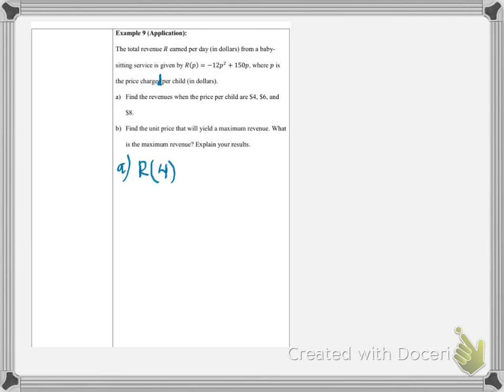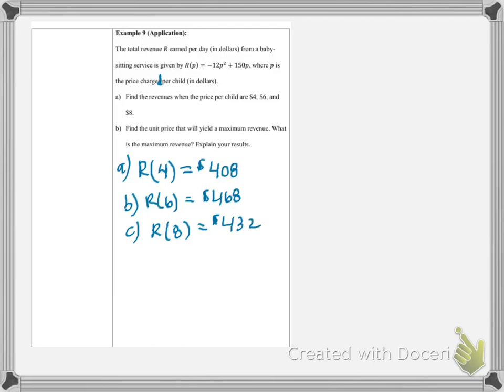Okay. All right, welcome back. So A, R of 4 should give us $408. B, R of 6 is $468. And then C, R of 8 is $432. Okay. And then B is saying find the unit price that will yield a maximum revenue.